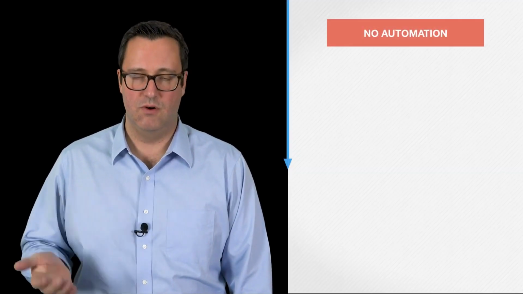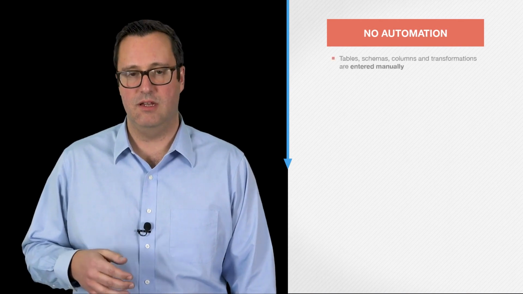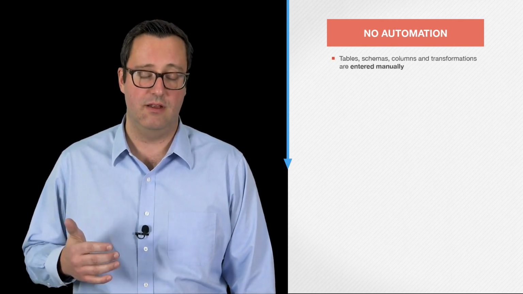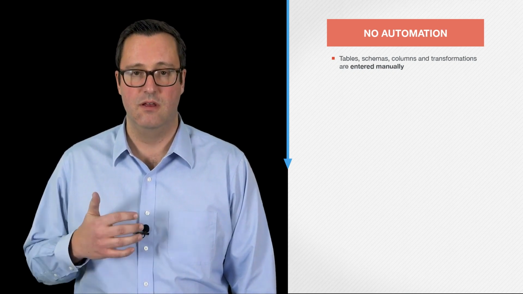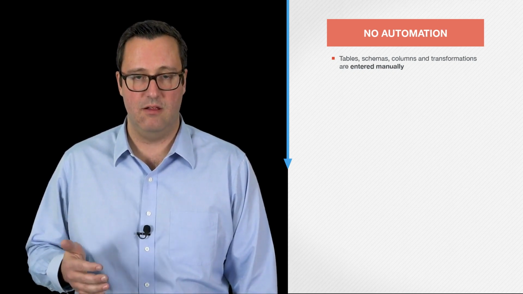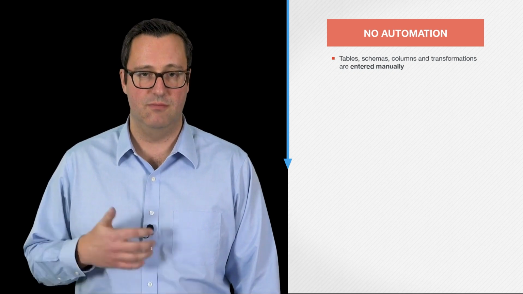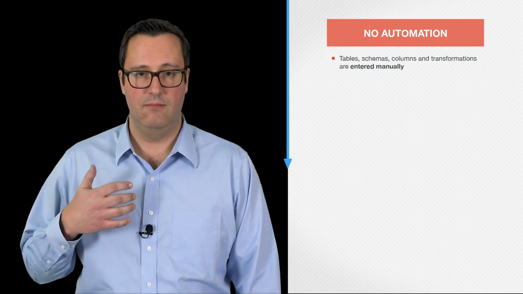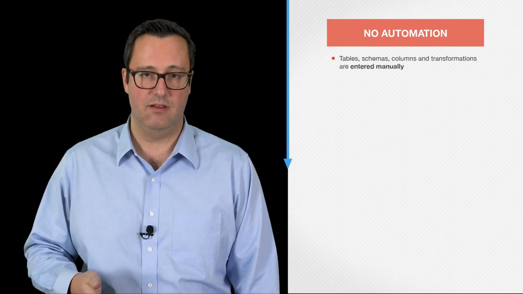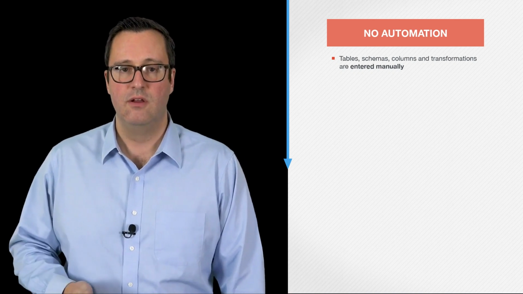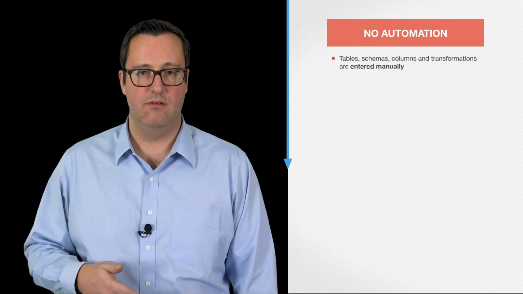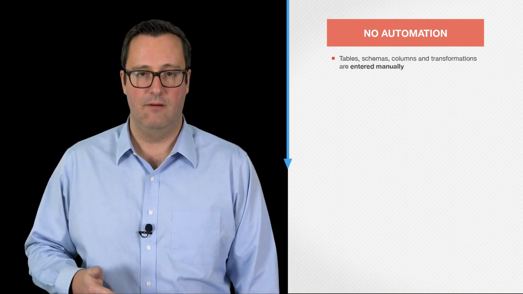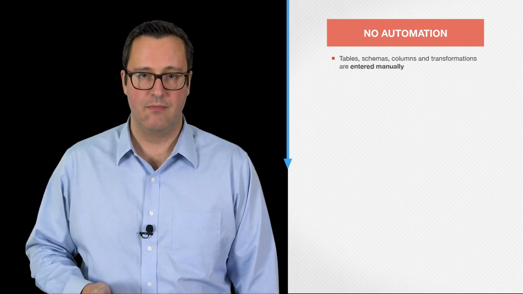First off, there's no automation at all, which means that you're documenting the technical metadata information, your tables, schemas, and columns, either manually in Excel, using the import functionality of Collibra to import it, or you're creating these assets in Collibra directly through the UI. You would then go ahead and add on the transformations manually through adding on complex relations.